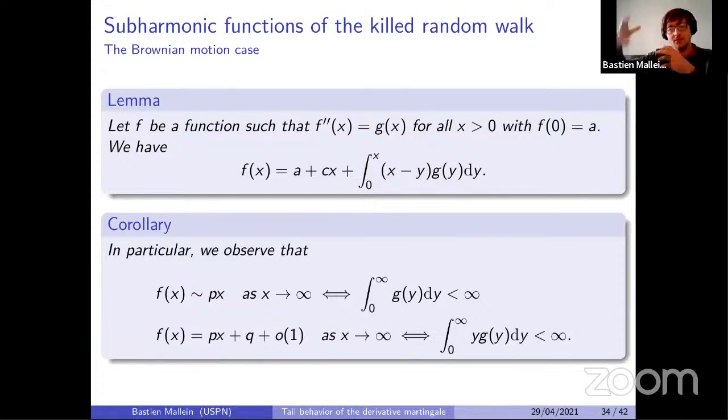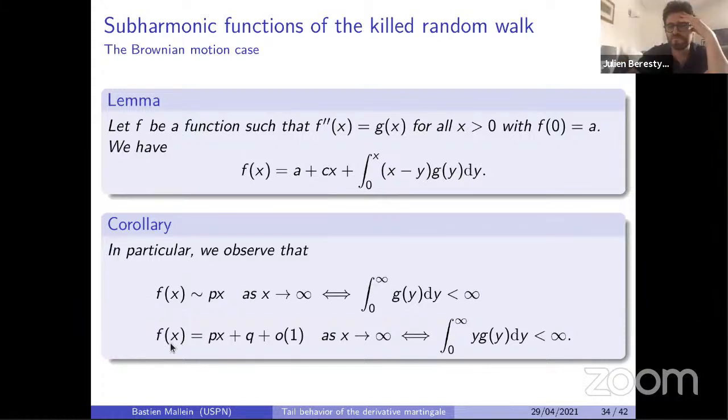This has to grow at most linearly. So when you divide by x, you see that the integral from 0 to x of g of y dy has to converge to a finite limit. So asking f to have at most linear growth is actually equivalent to the fact that the integral from 0 to infinity of g of y dy is finite. And this condition gives you more than f has at most linear growth. It tells you that f has exactly linear growth.